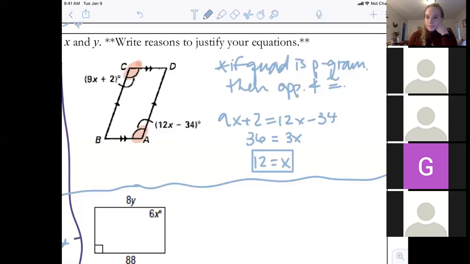Great job, guys. Questions so far? All right, on this last one of this box, I've got to find x and y. Someone can find either one for me. Who wants to do x or y?